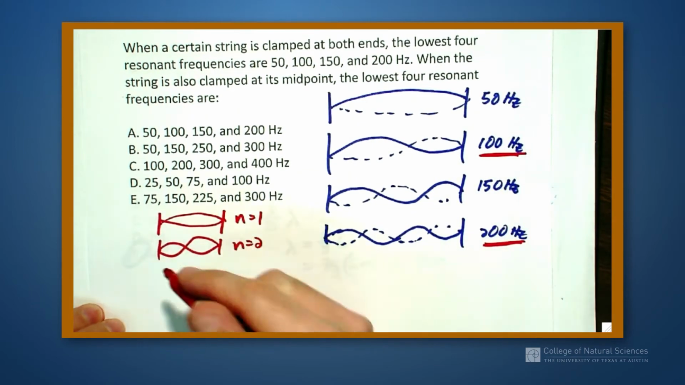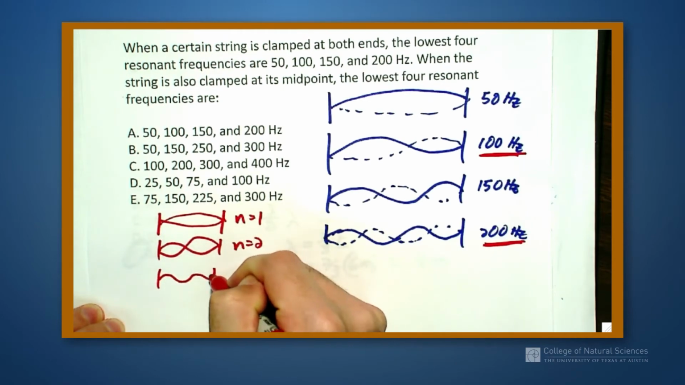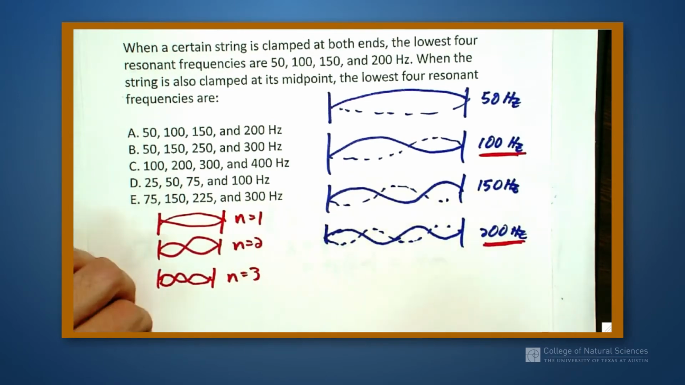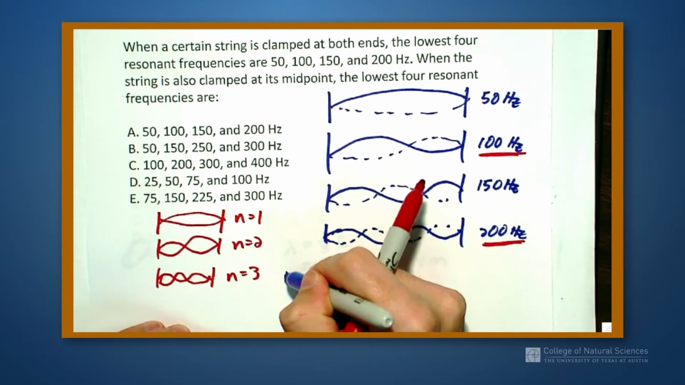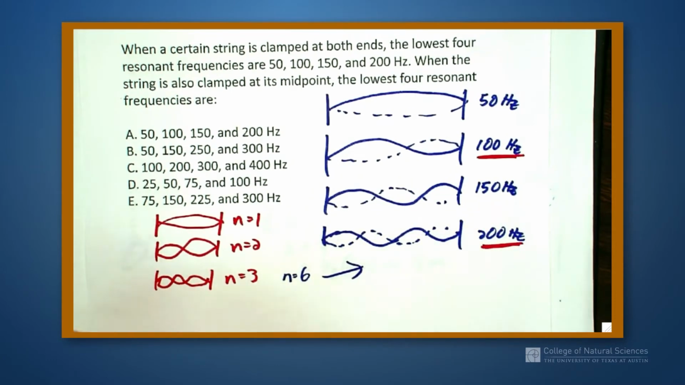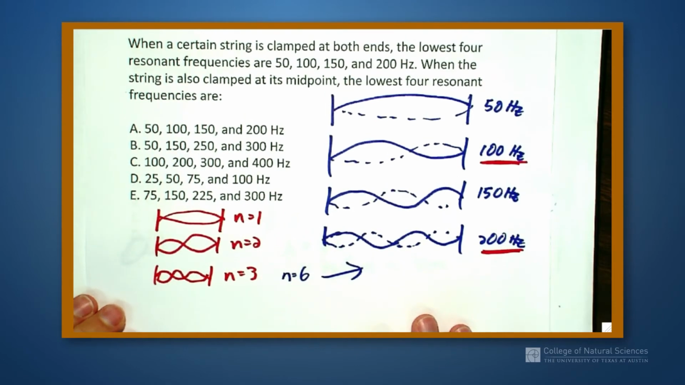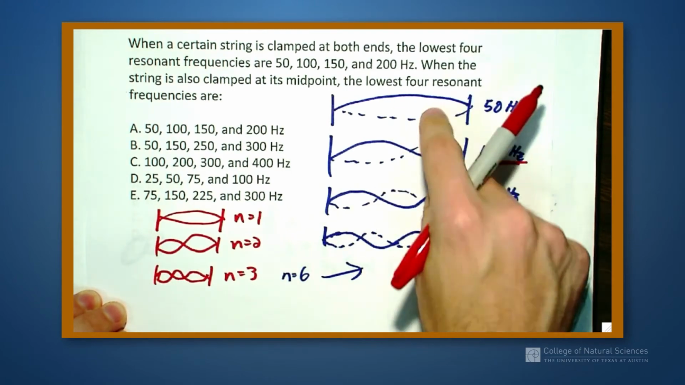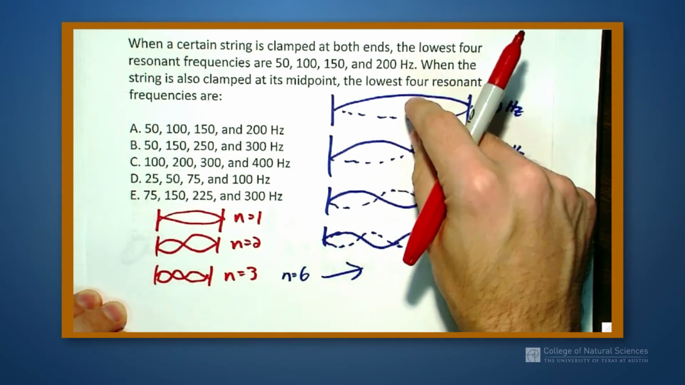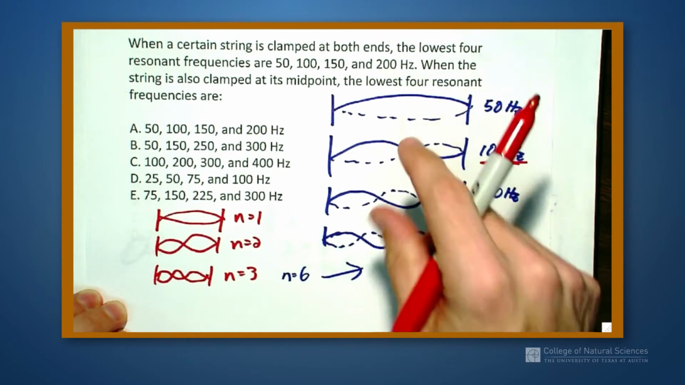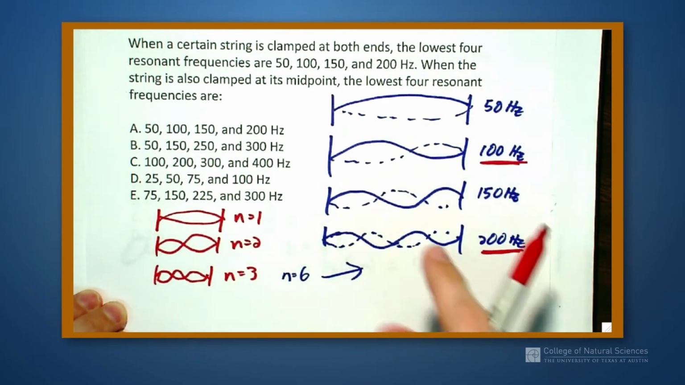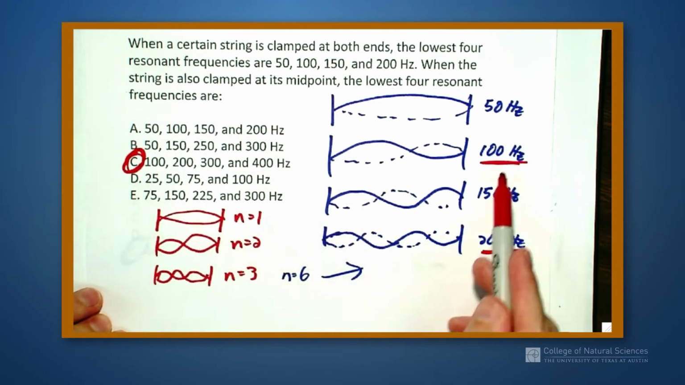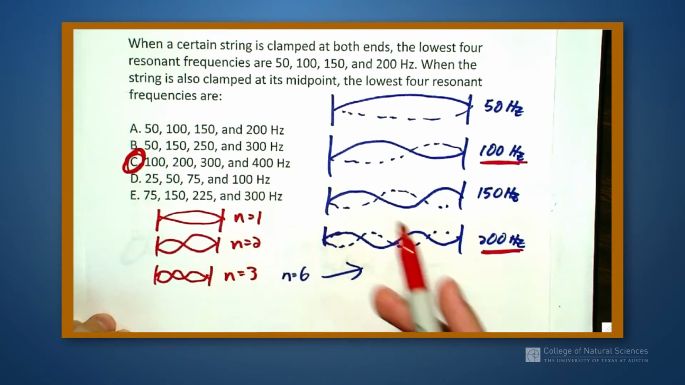We can imagine that the next one we're going to get looks like this, which would be n equal 3 over here, but it would correspond to n equals 6 for these guys. So the odd number ones, when we go to half the length, no longer can exist because they have to have an antinode at the middle. Us putting our finger down would force a node at that place, so it can't exist. So C is going to be our right answer: 100, 200, 300, 400 will be the four lowest ones.